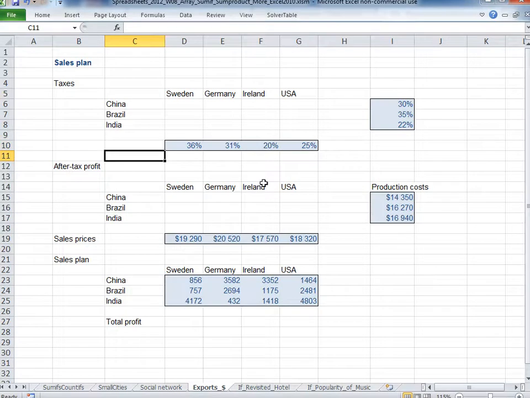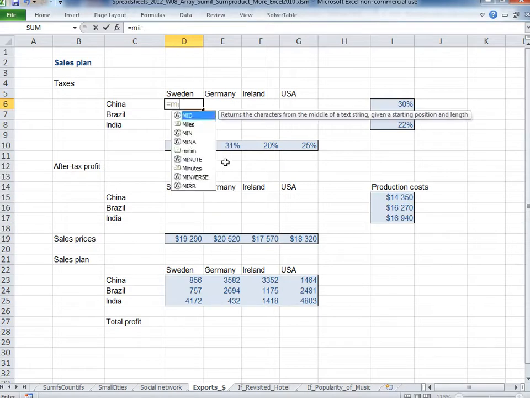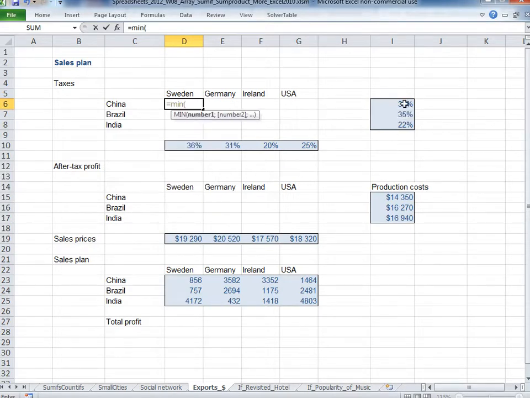Let's write down the formula for this, and it turns out that it's really rather simple. We just have to write equals minimum of these two, of the 30% from I6 and of the 36% from D10. The minimum of the two tax rates from China and Sweden is the one that's being chosen.